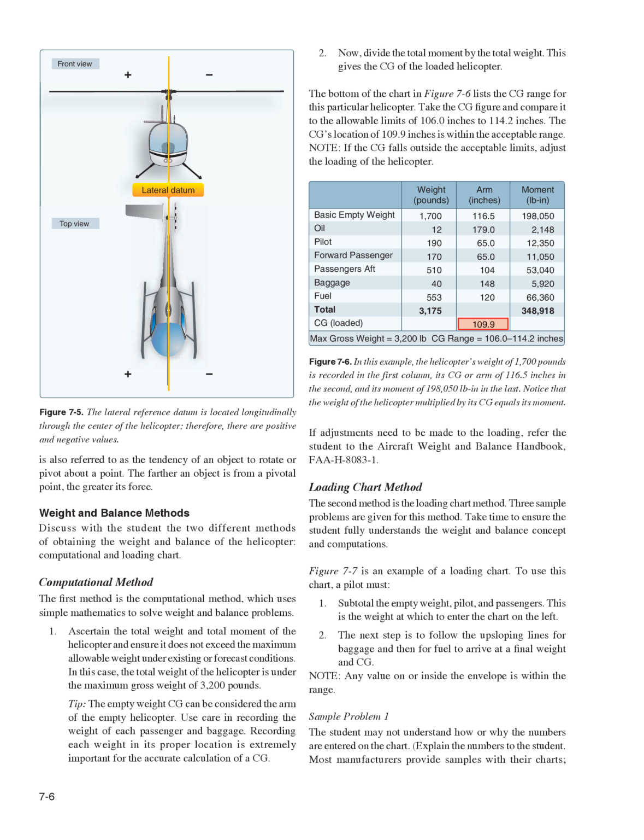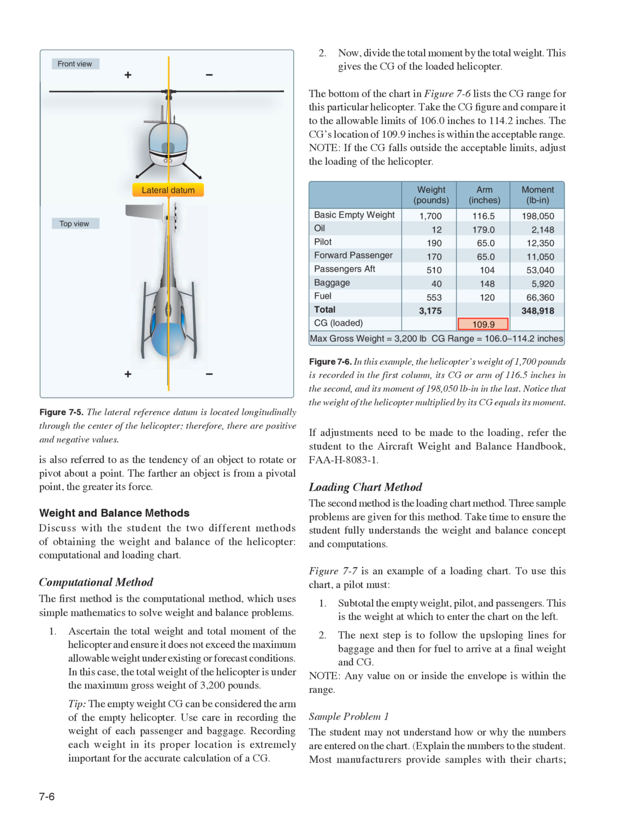Weight and balance methods. Discuss with the student the two different methods of obtaining the weight and balance of the helicopter: computational and loading chart. Computational method. The first method is the computational method, which uses simple mathematics to solve weight and balance problems. 1. Ascertain the total weight and total moment of the helicopter and ensure it does not exceed the maximum allowable weight under existing or forecast conditions.